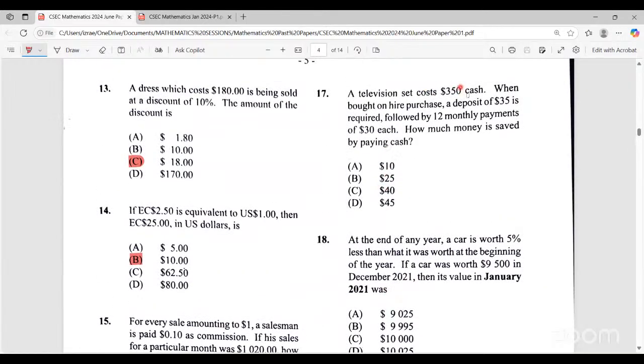17. A television set costs $350. On hire purchase, a deposit of $35 is required, followed by 12 monthly payments of $30 each. How much money is saved by paying cash? Did this question before. You multiply 12 by 30 to get 360. 360 add 35 is 395. So the amount saved will just be 395 minus 350. All right, just make it out fast, and you get what? $45, right?